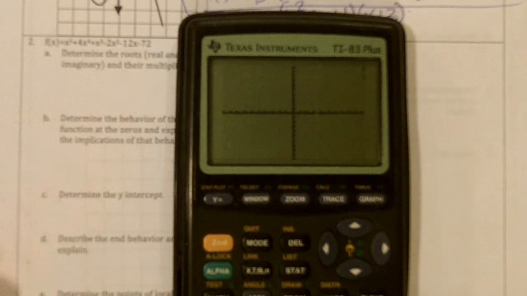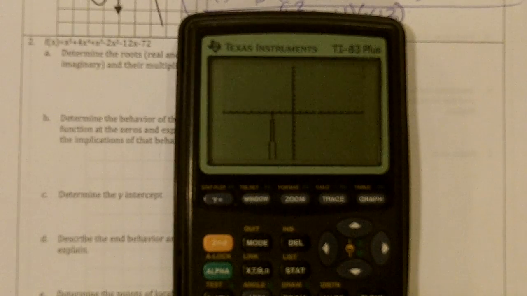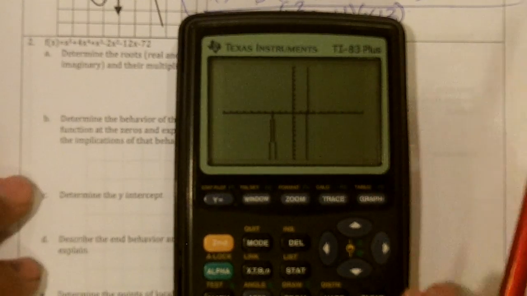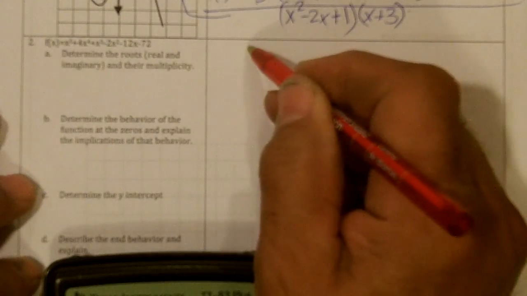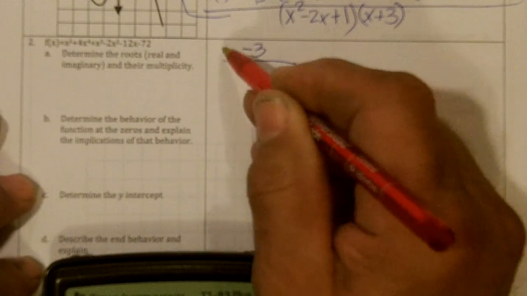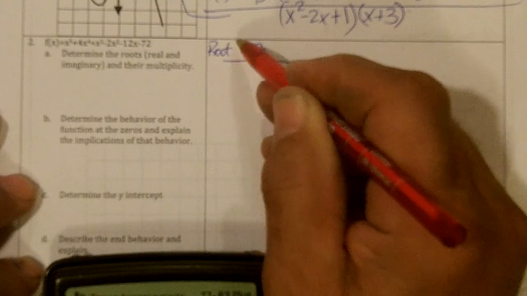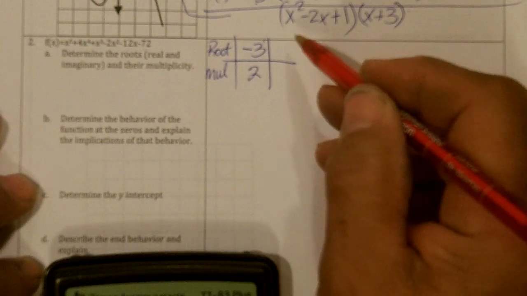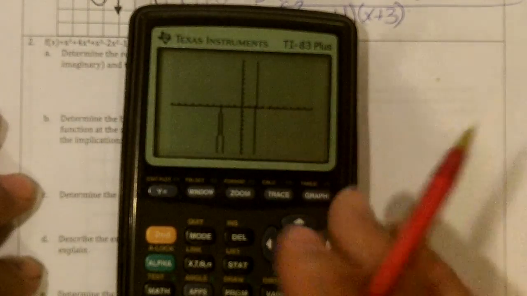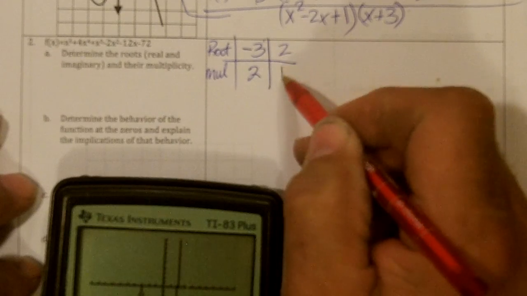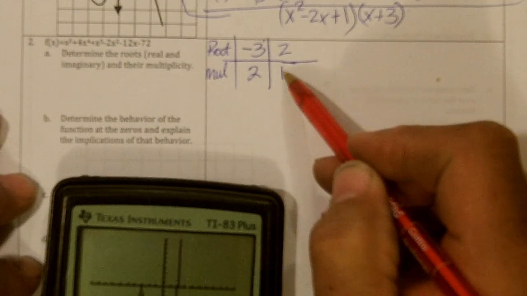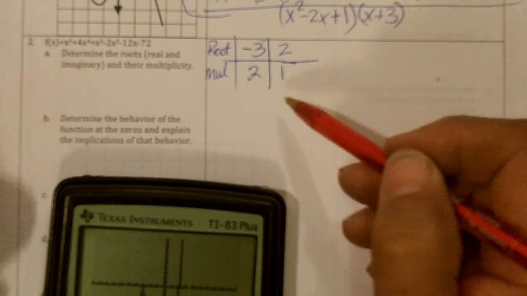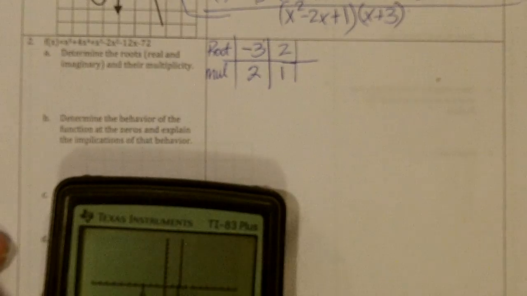Zoom 6 ought to be a decent window to look at this with. And we see a bounce at -3 and going straight through at 2. A bounce at -3, so that's the root with a multiplicity of 2, and then straight through at +2, so we have a root of 2 with a multiplicity of 1. That would be 3 roots. Multiplicity is how many roots? 2, 3, and there should be 5, so there might be 2 imaginary ones.